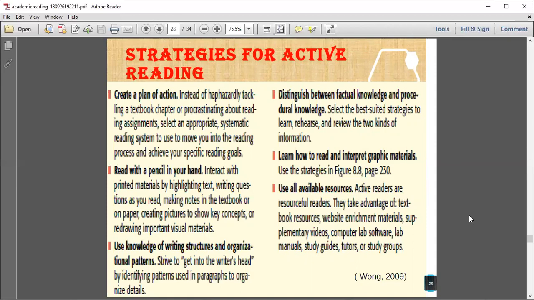Use all available resources. Active readers are resourceful readers. They take advantage of textbook resources, website enrichment materials, supplementary videos, computer lab software, lab manuals, study guides, tutors, or study groups.